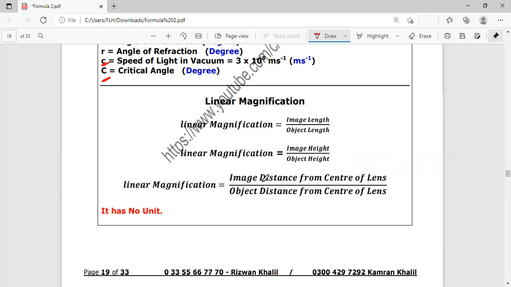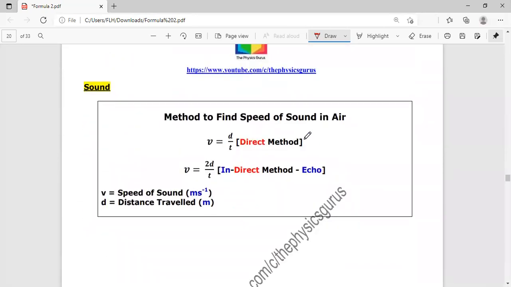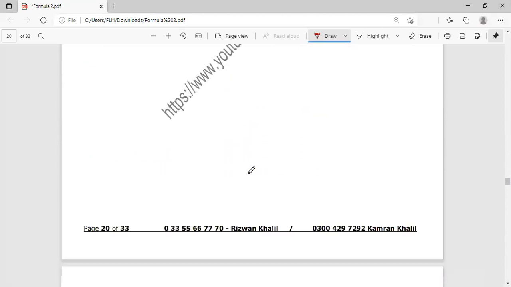It has also no unit because it is a ratio between two similar quantities. Then formula of sound. If we want to calculate the speed of sound by using the direct method, then V is equals to D over T. And if indirect method, echo reflection of sound is there, then the formula is V is equals to 2D over T.